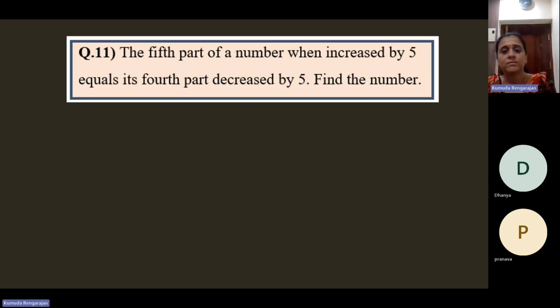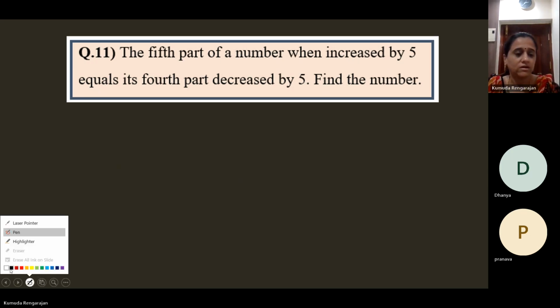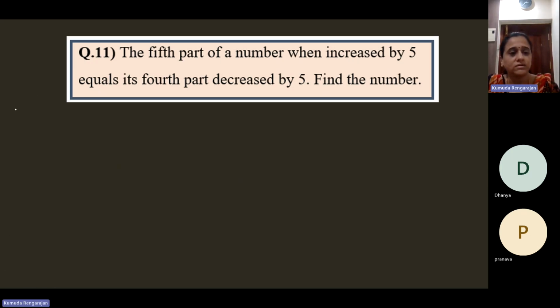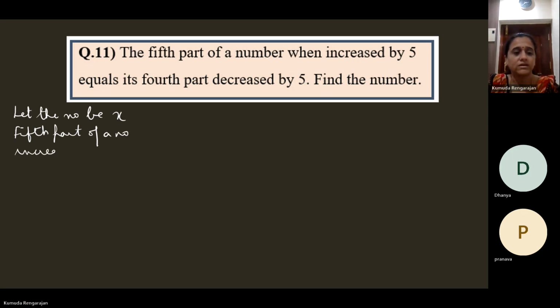The fifth part of a number, when increased by 5, equals its fourth part decreased by 5. Listen. So let the number be x. Fifth part of a number increased by 5. Okay, so how do we write the expression for this?